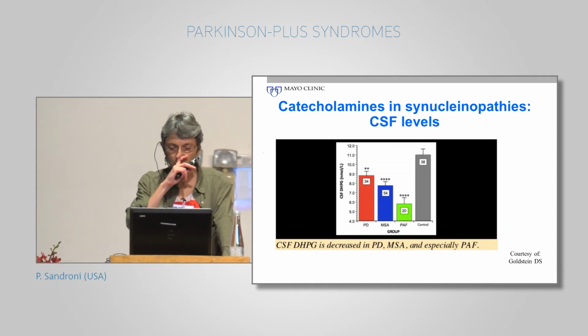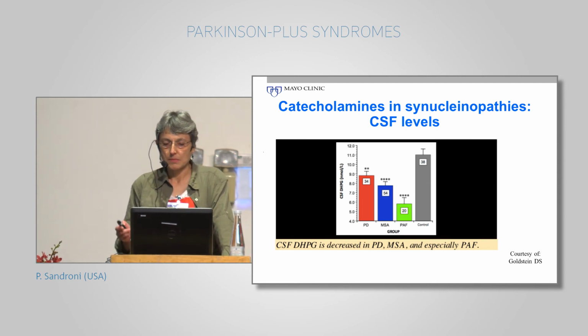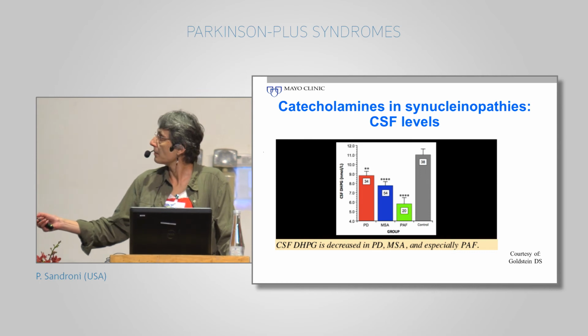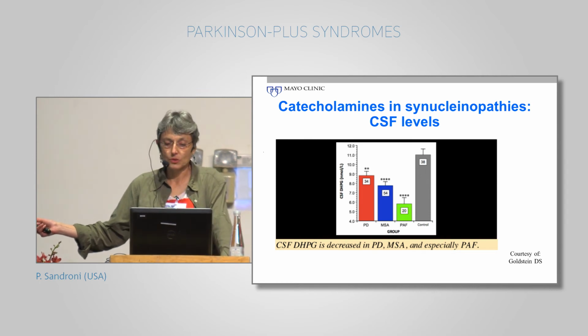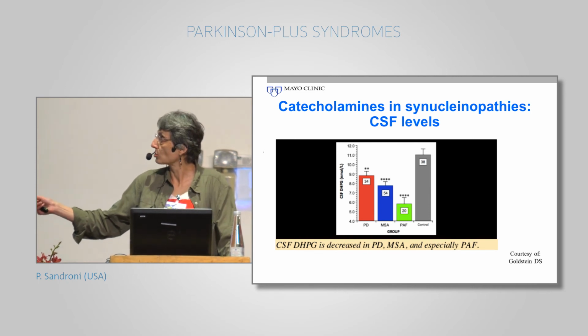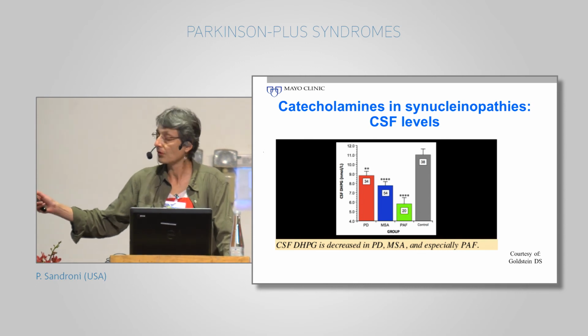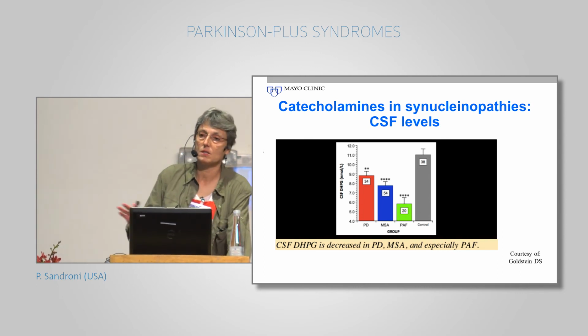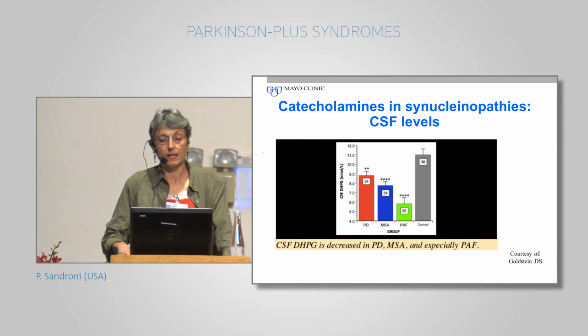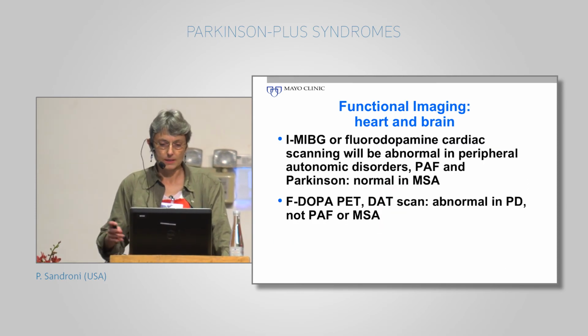How about in the spinal fluid? Same concept. These are controls. And this time, also the multiple system atrophy group is decreased. Parkinson disease is less than controls, but the multiple system atrophy group is the least affected. And again, pure autonomic failure is the worst of the worst in terms of drop in catecholamines and their metabolites.